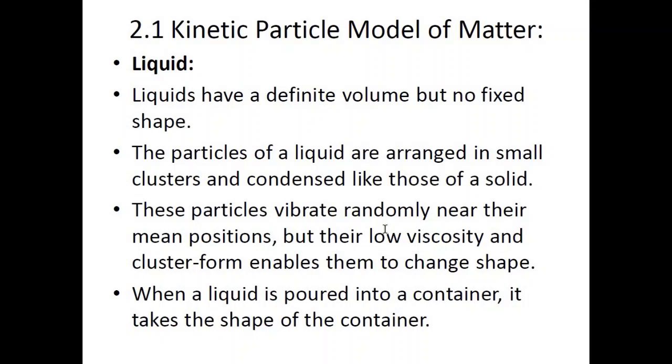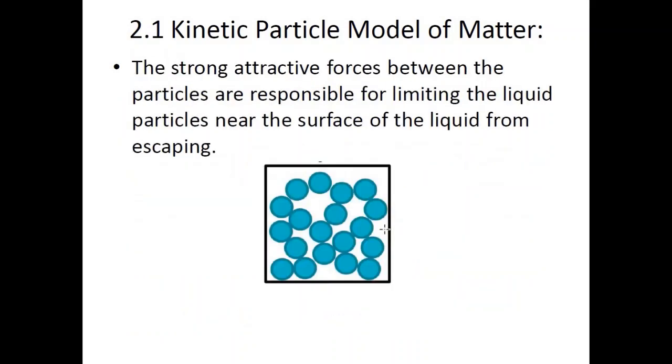Liquids have a definite volume but no fixed shape. The particles of a liquid are arranged in small clusters and condensed like those of a solid. These particles vibrate randomly near their main position, but they have a low viscosity, and the cluster form enables them to change shape. When a liquid is poured into a container, it takes the shape of the container. The strong attractive forces between particles are responsible for limiting the liquid particles near the surface of the liquid from escaping.